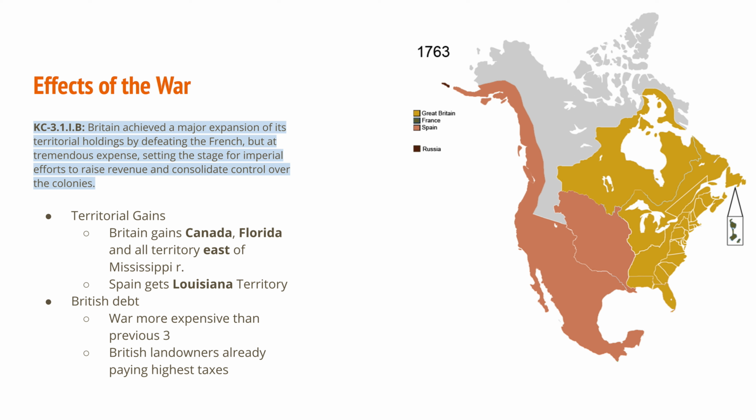But because it was so much more expensive, the British had to find a way to pay for it. And the taxes for British landowners in England was already really high, and the king could not raise their taxes anymore. So he looked to the colonists to help pay for the war that they so greatly benefited from.